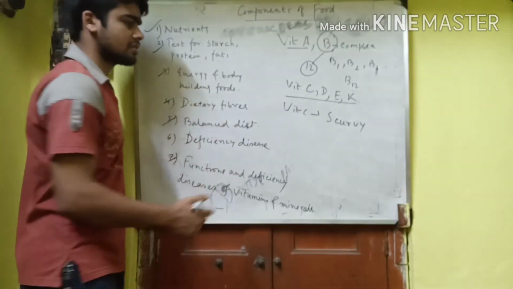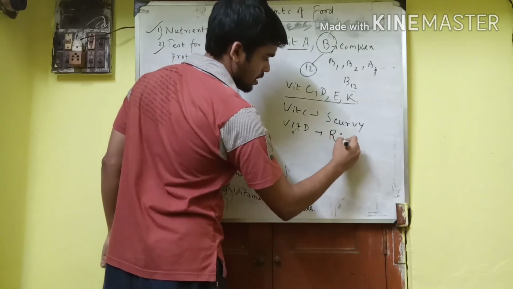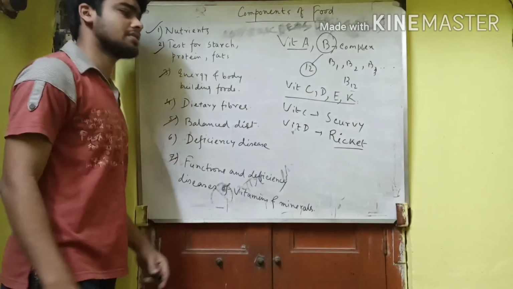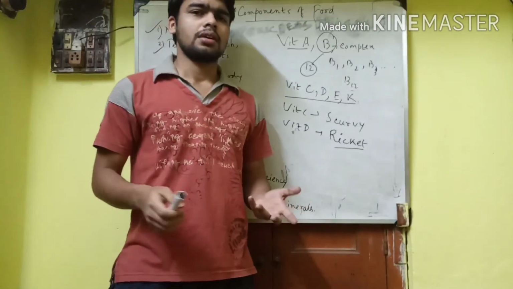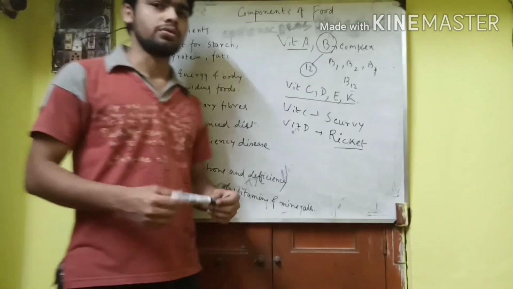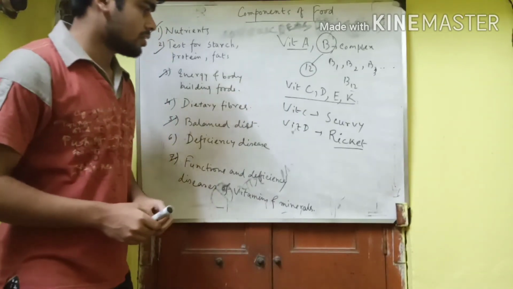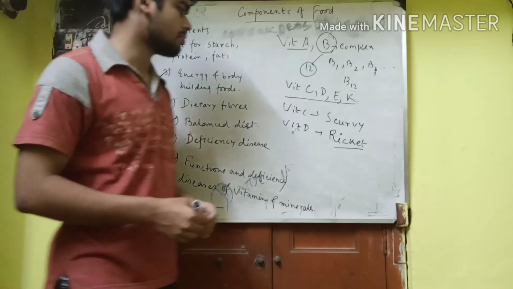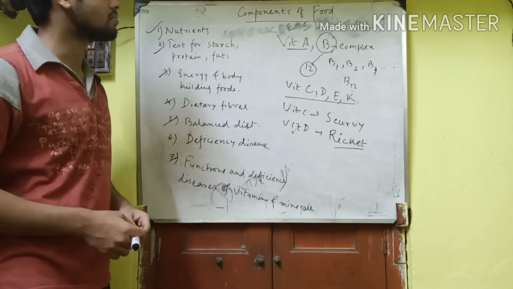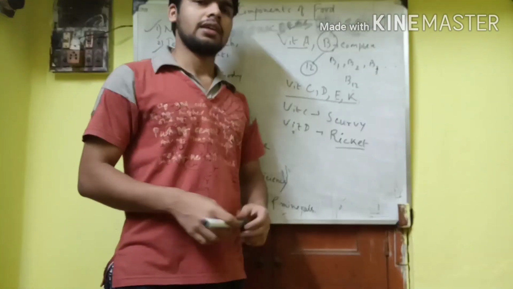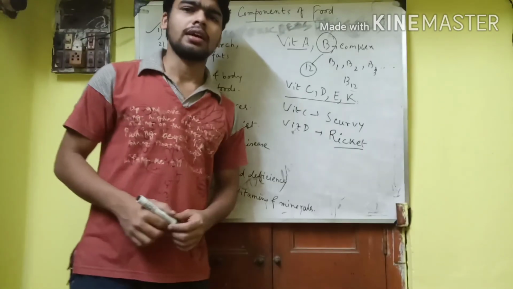The deficiency disease of vitamin D is called rickets, R-I-C-K-E-T-S. Rickets is a deficiency disease of vitamin D. Rickets means the weakness of our bones in human bodies. These are the main vitamins that are essential for our body. Vitamin E and vitamin K are also very essential.